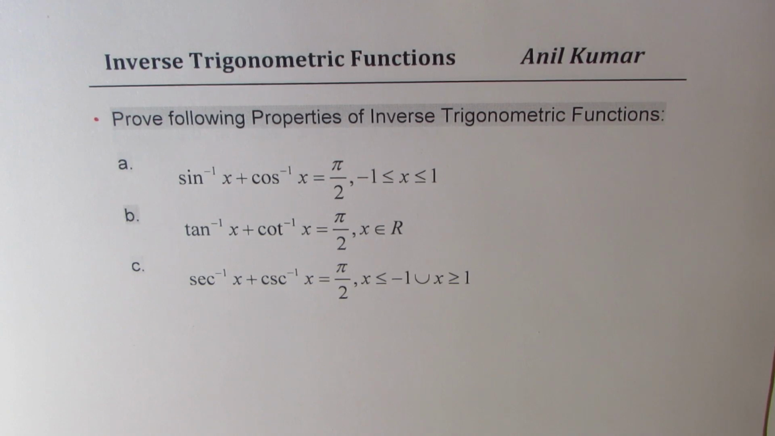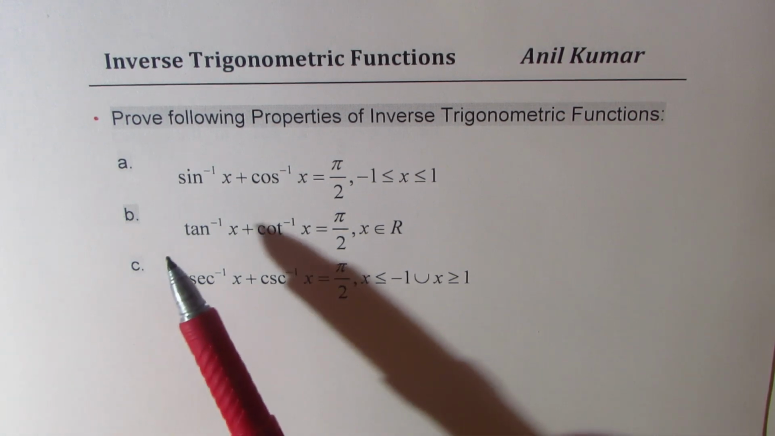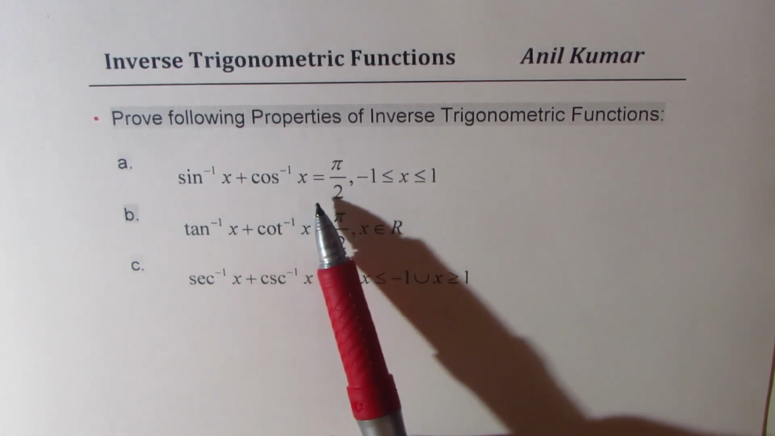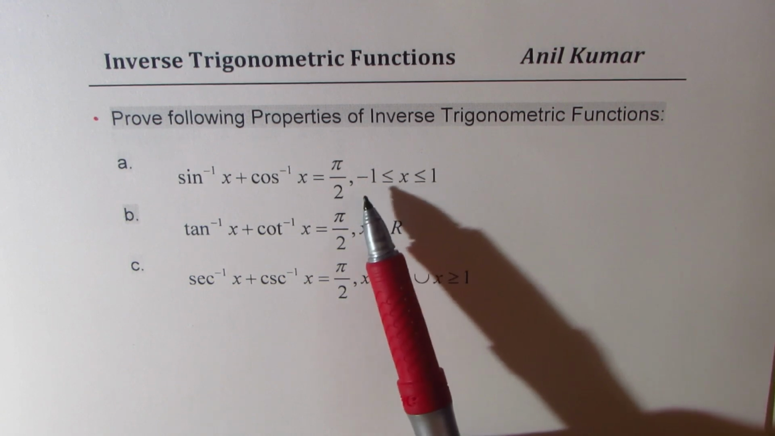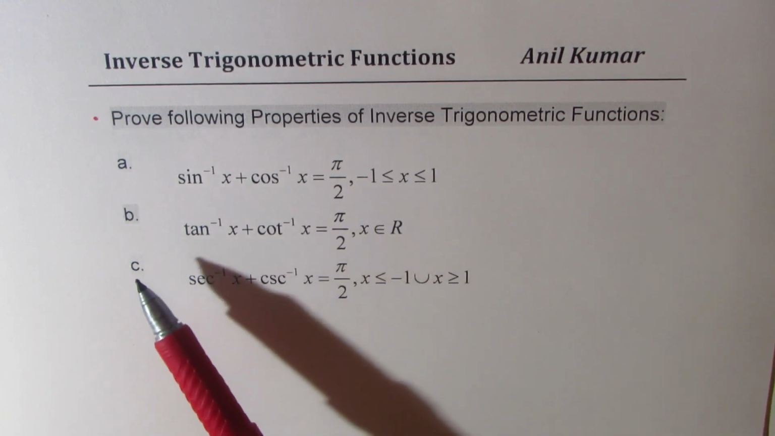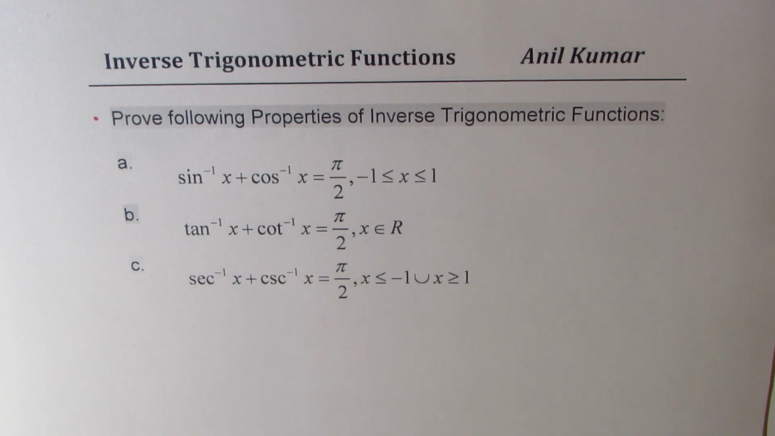I'm going to discuss the very important properties of inverse trigonometric functions in this particular video. In fact, we are going to prove them all. Sine inverse x plus cos inverse x equals pi by 2 if x is between -1 and +1. Second property is that tan inverse x plus cotangent inverse x is pi by 2 for all real numbers. And last, secant inverse x plus cosecant inverse x equals pi by 2 when x is less than -1 and greater than or equal to +1.